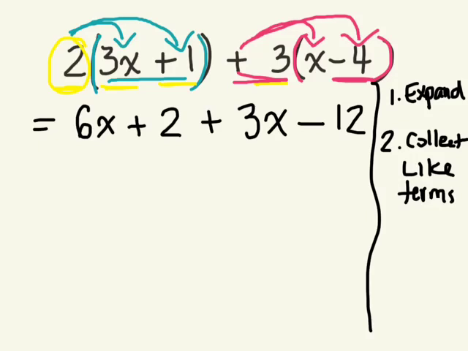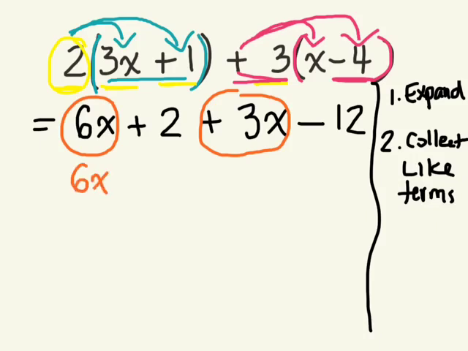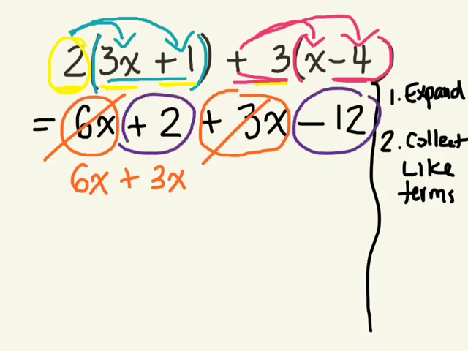Okay, so let's start with the first one. The first term is a 6x. Which term goes with 6x? Positive or negative? Good. Those two terms can go together, so let's write those together. 6x plus 3x can go together, so I've used that. Now what? Positive 2 and negative 12. Those can go together.